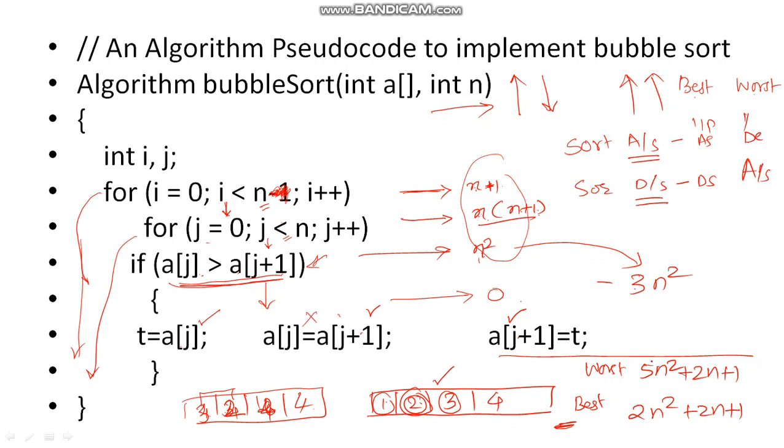So this is about the time complexity. I am going to tell you about how it can be represented in big O, how it can be represented in omega and all. So another thing is, what is the time complexity of this algorithm? And what is the space complexity of this algorithm?